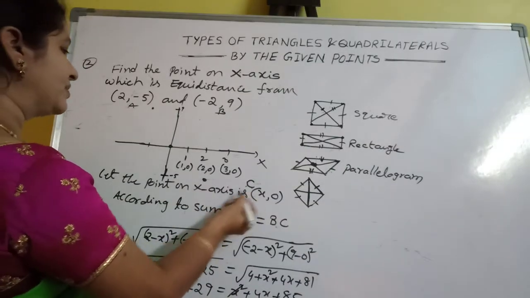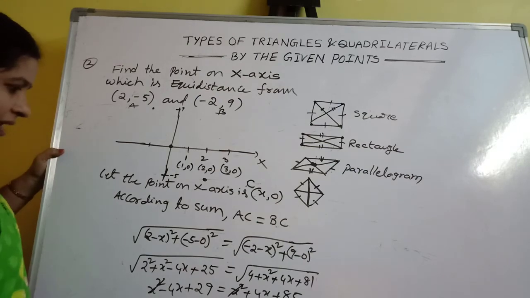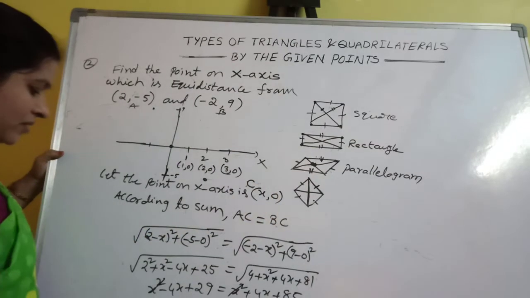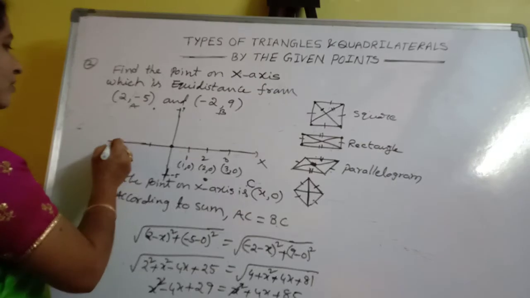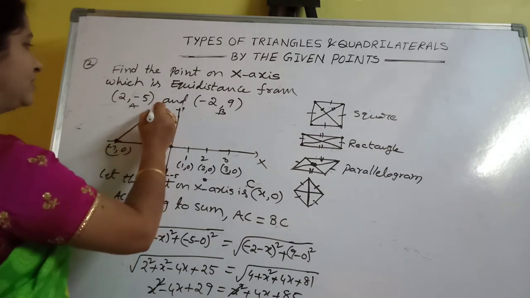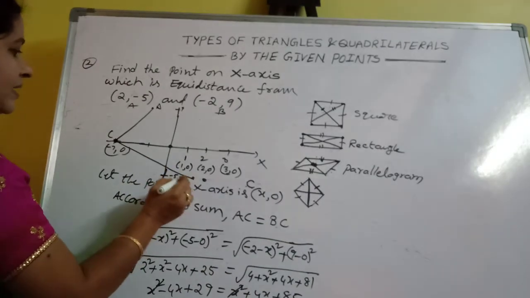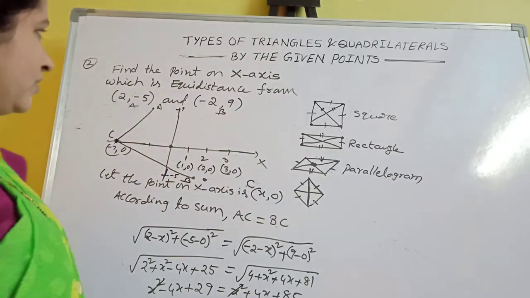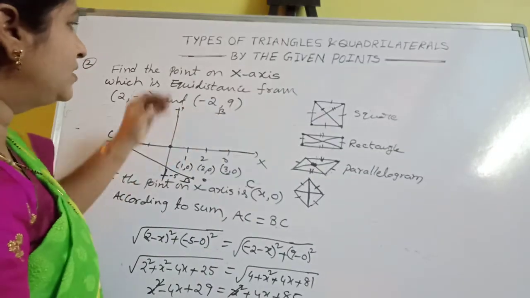So what is the point on the x-axis? The point C has the x value we got, minus 7, and the y value is always 0. So the point is minus 7 comma 0. This is the point which is equidistant to A and B. So the point minus 7 comma 0 is equidistant to 2 comma minus 5 and minus 2 comma 9. So this is the process.